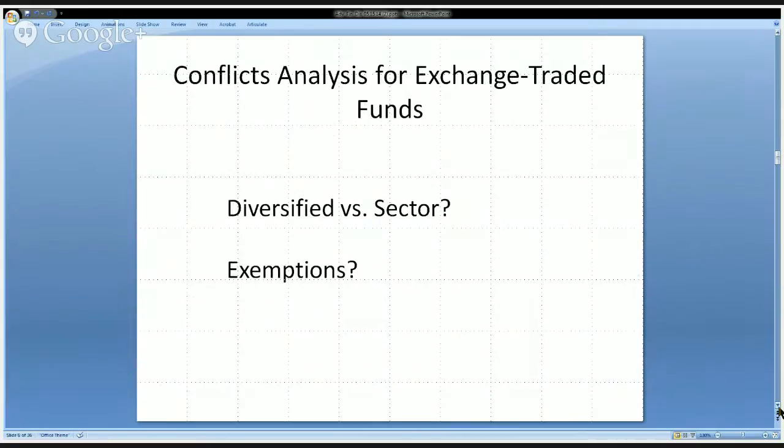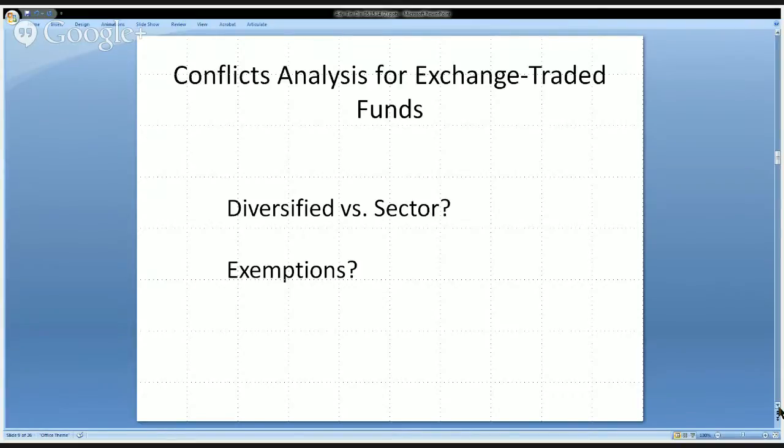So let's talk about the conflicts analysis for exchange-traded funds. The first thing we have to determine is whether or not the fund is diversified or a sector fund. Why is that important? That's important because the different exemptions will apply differently to those two different kinds of funds. Yeah, that's exactly right. So we've changed the analysis that we're doing.